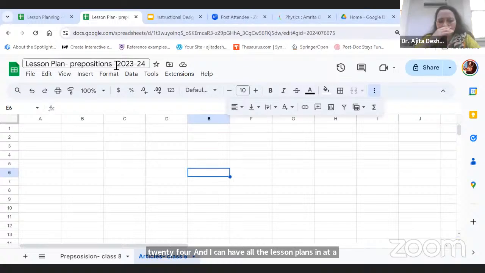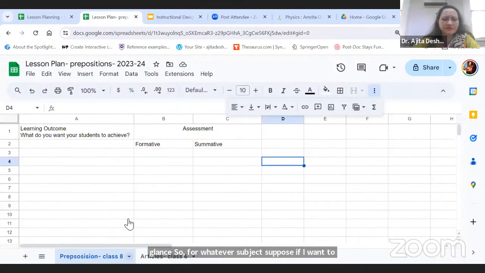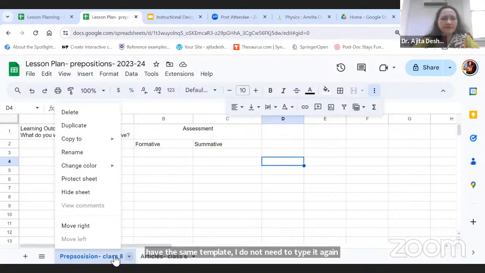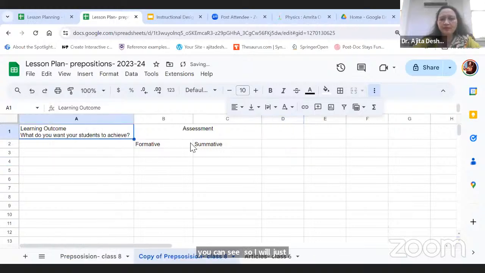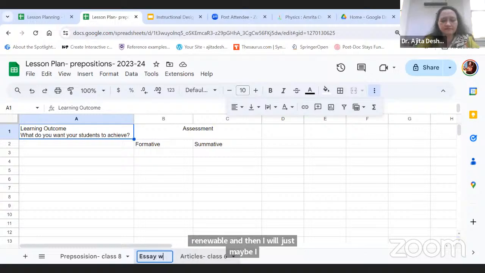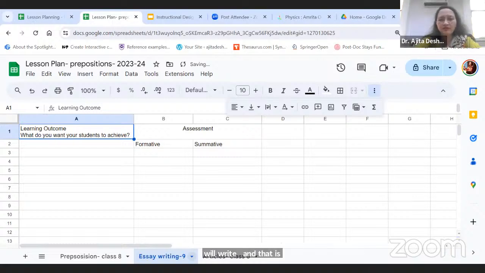So for whatever subject, suppose I want to have the same template, I don't need to type it again and again. I will just click on the arrow here and you can see duplicate. So I will just duplicate it. तो ये पूरा का पूरा copy हो गया, whatever the headings you had done. And then I just have to rename this. अब इसको rename करने के लिए just double click on that. And then maybe I will write essay writing, and that is for grade 9. So I have all my lesson plans in one spreadsheet.